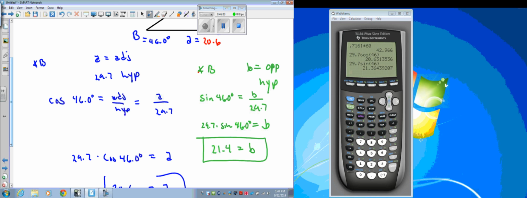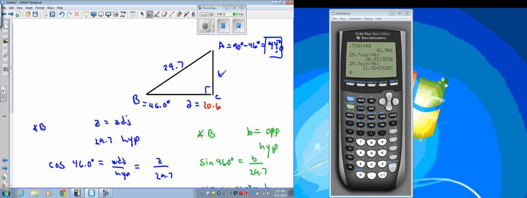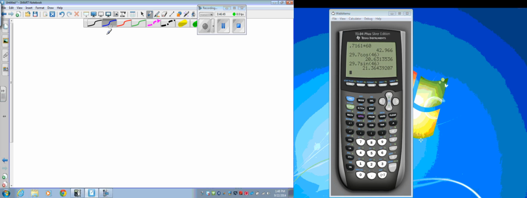And now I have everything. I've calculated that side, 21.4. I've calculated this side, and I've calculated that angle. So I've got everything calculated that I need to. I don't think I have. Well, I'll talk about 32 and what time we have remaining.